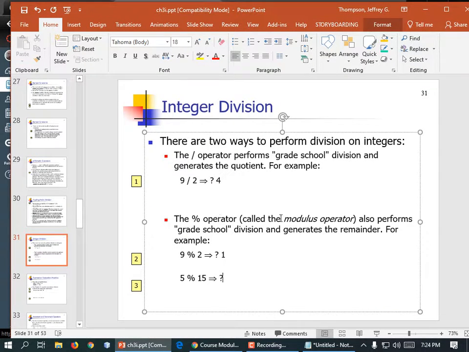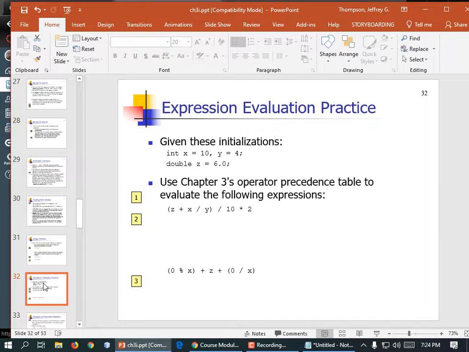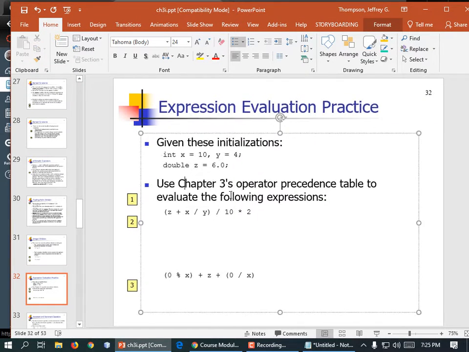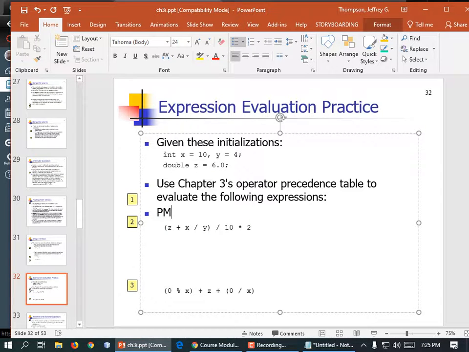So the percent sign also performs grade school division. Why did they say that? Anyways, it's integer division. So given these initializations, use Chapter 3's operator precedence table. Well, I'm not looking at the operator precedence table, but I do remember PEMDAS, which means that parentheses have the highest precedence, and then multiplication and division, and then finally addition and subtraction.